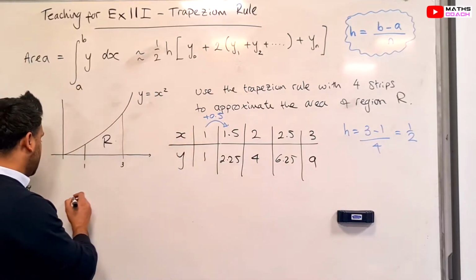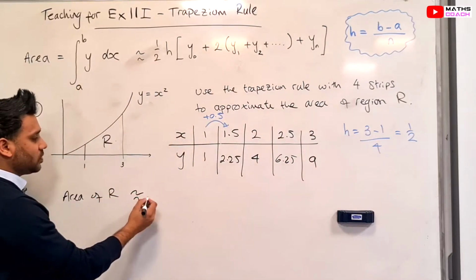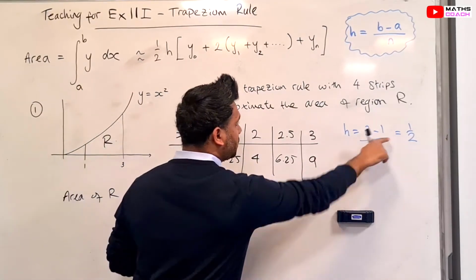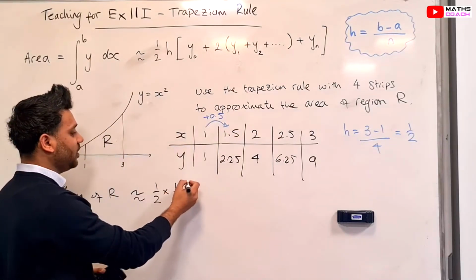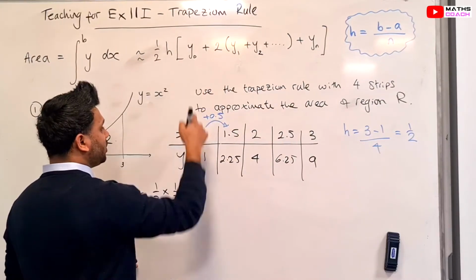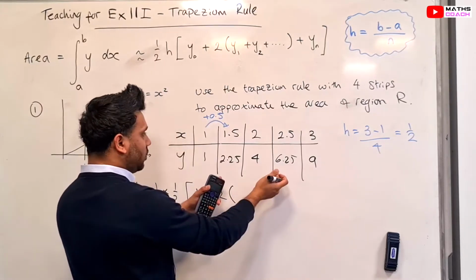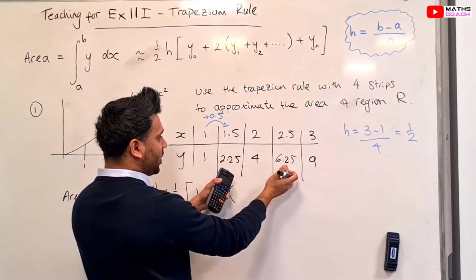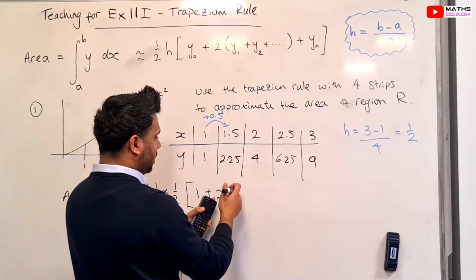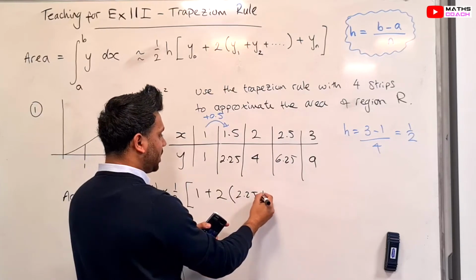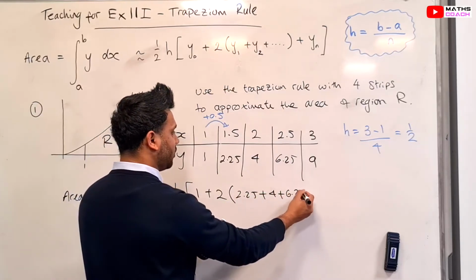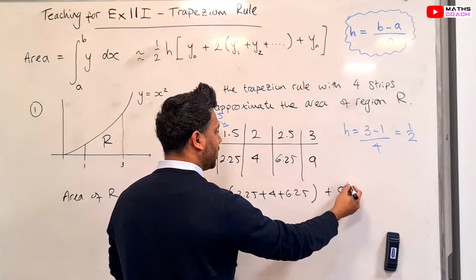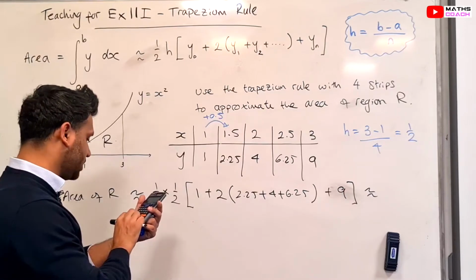Now, the area of R is therefore approximately equal to half times h. h, remember, is also a half, so half times a half. Now open a bracket, you have the first y value, which is 1, plus 2 lots of all the y values in between. So this is the first y value, this is the last y value. So all the ones in between, we have 2 times 2.25 plus 4 plus 6.25, close the bracket, times everything, plus the last y value, which is 9, and close the bracket. And let's see what that gives us.